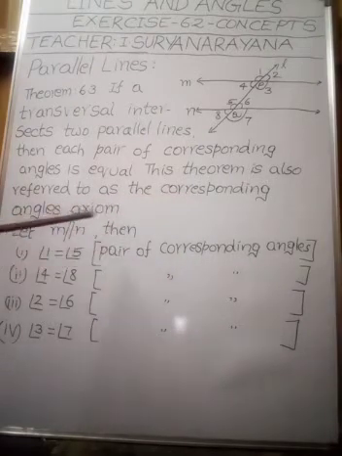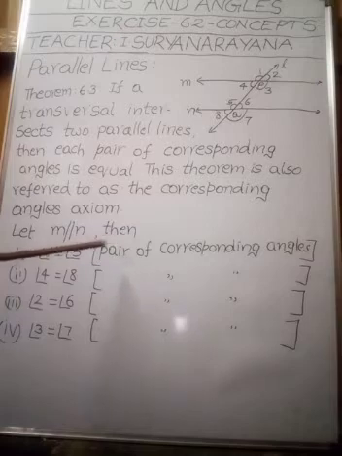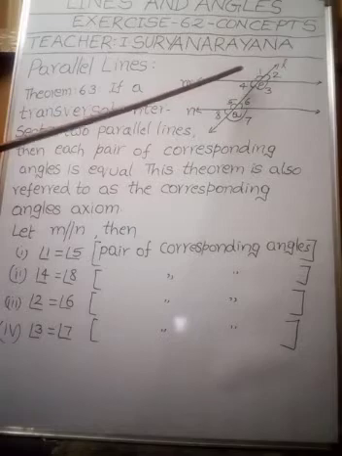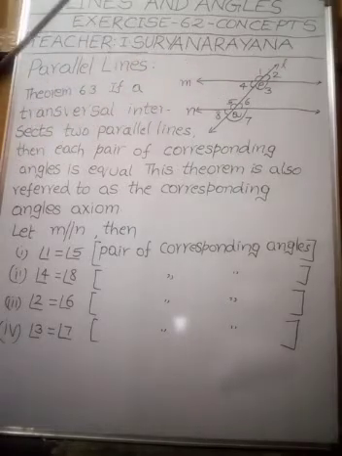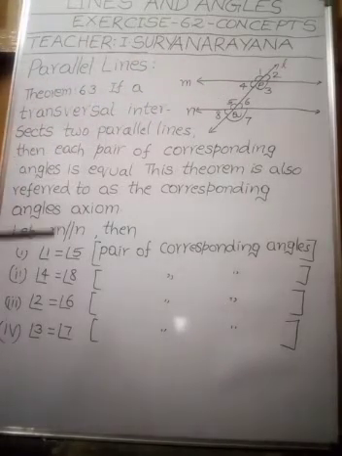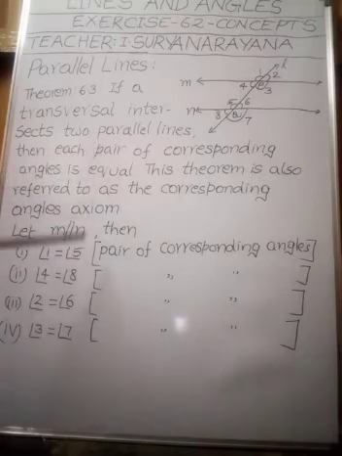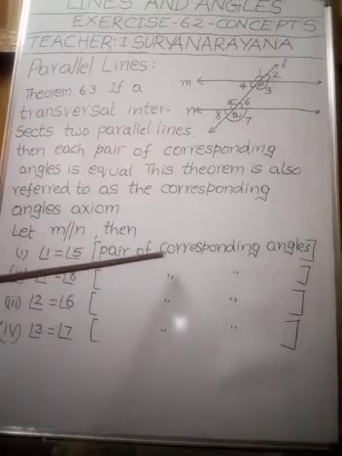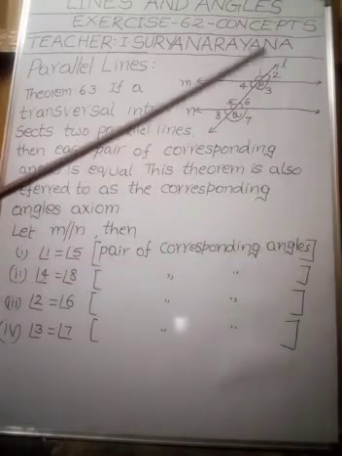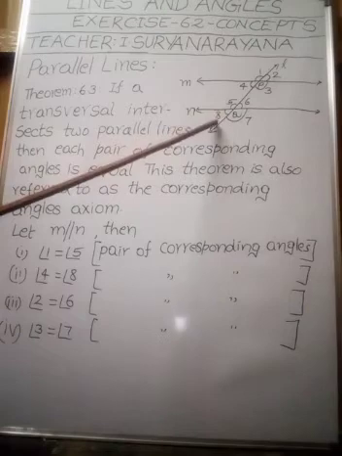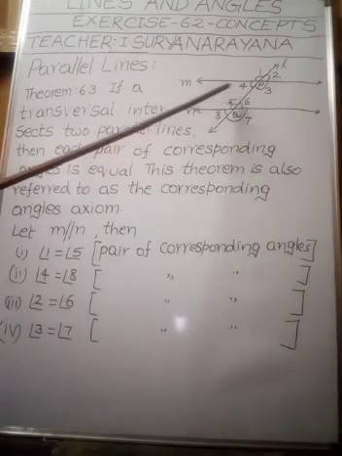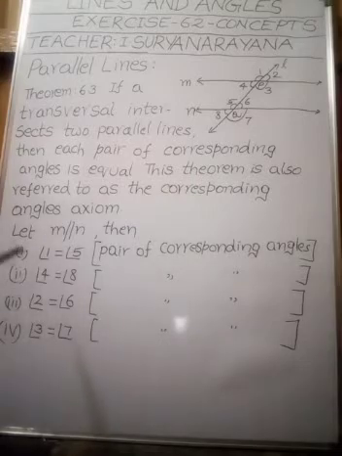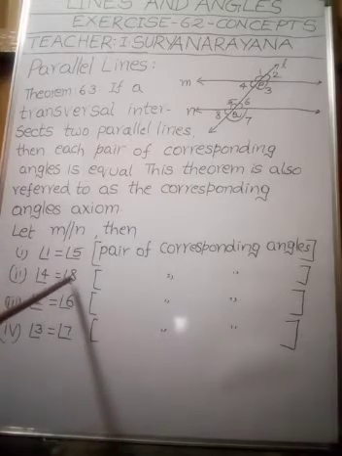Okay, my children, let M be parallel to N. Then, what are corresponding angles here? Angle 1 and angle 5. This pair is one pair of corresponding angles. So, they are equal. Understood this point, my children? Here, angle 1 equals angle 5, a pair of corresponding angles. Similarly, angle 4 is equal to angle 8. This pair of angles are said to be corresponding angles. So, they are equal. Understood this point, my children?